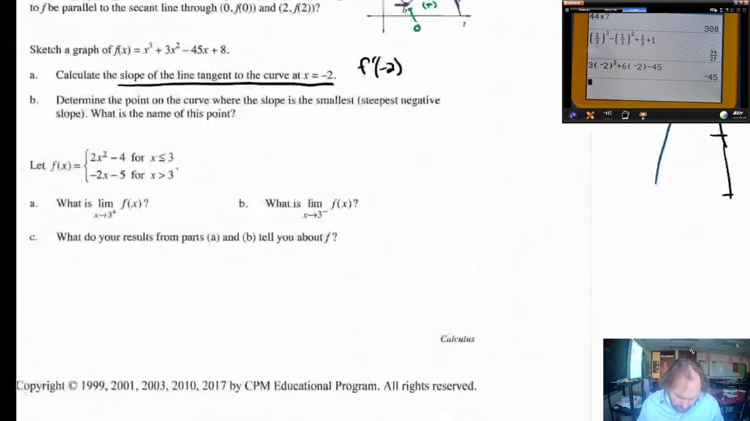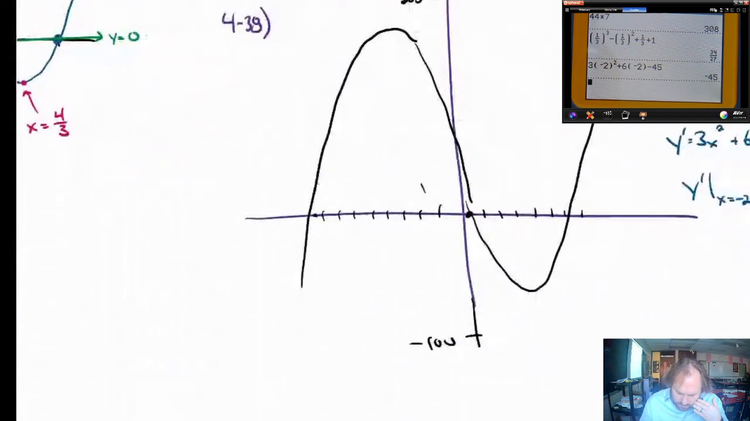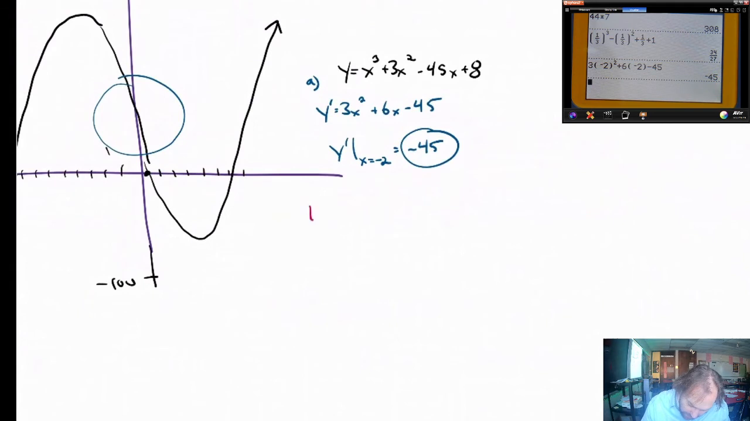Part B of this problem is going to ask us to determine the point on the curve where the slope is the smallest, the steepest negative slope. On this graph, I suspect it's going to happen somewhere in here. What we're actually looking for is the highest negative slope we're going to get. So let's measure the slope of that by taking the second derivative. The second derivative will tell us where the maximum slope happens, because the second derivative is telling us the slope of that function right there.